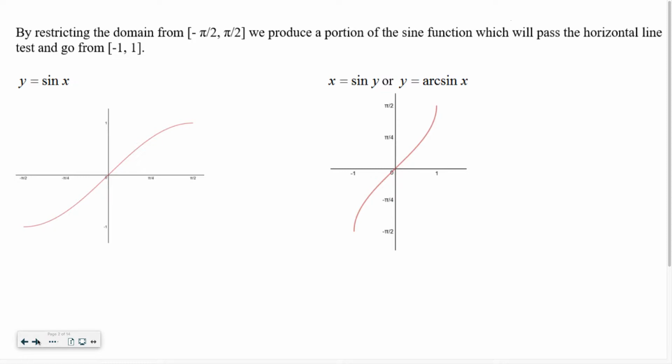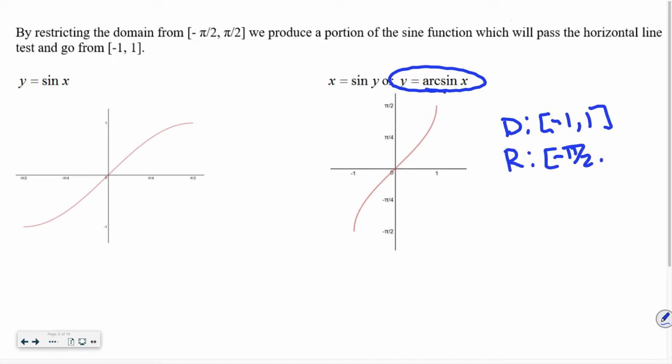So what happens is for our inverse sine, remember, sometimes we call it arc sine. Remember that notation? Its domain is negative 1 to 1, and its range is negative pi over 2 to pi over 2.